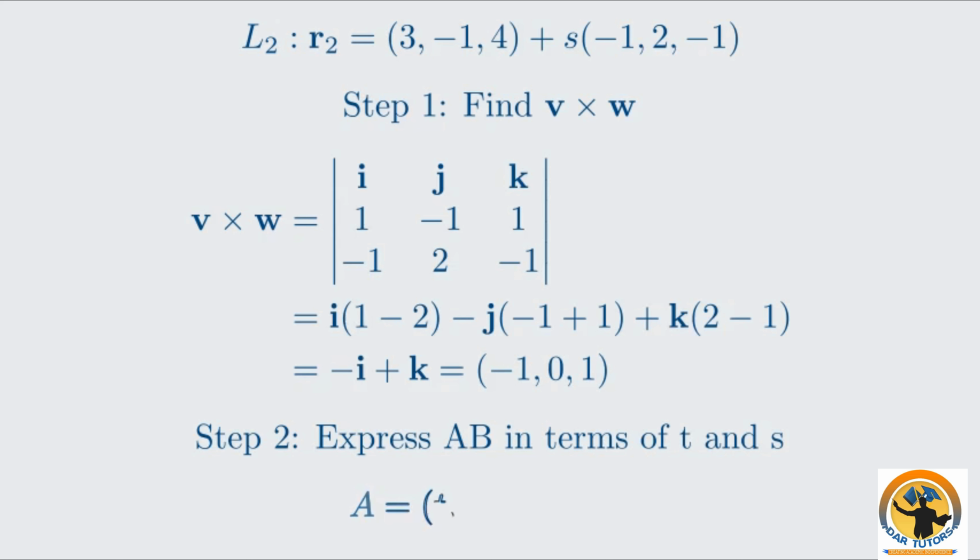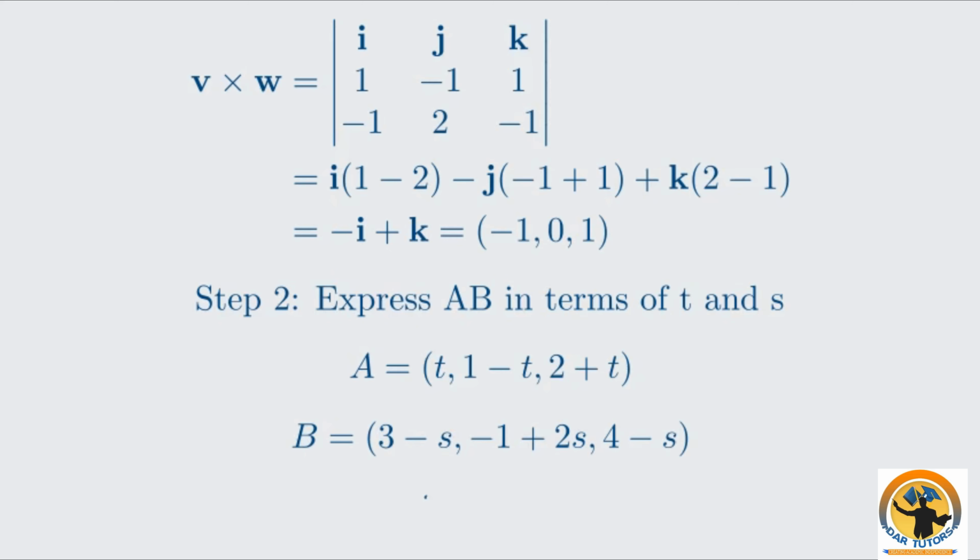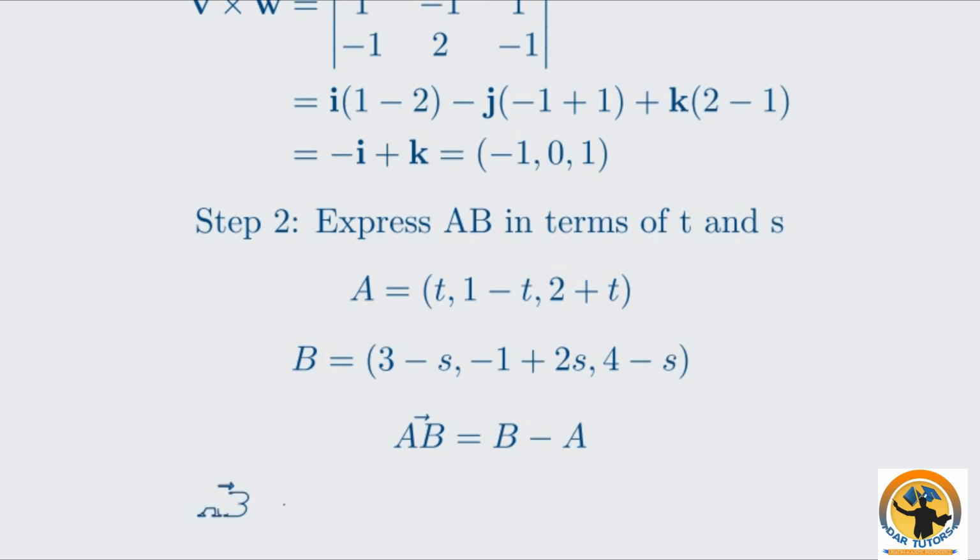A general point on L1 is (t, 1 - t, 2 + t). A general point on L2 is (3s, -1 + 2s, 4s). The vector AB is the position vector of B minus the position vector of A. This gives us the vector (3s - t, -2 + 2s + t, 4s - 2 - t).